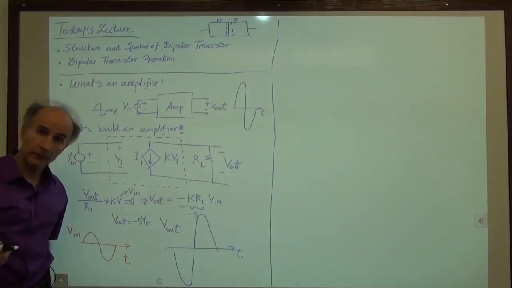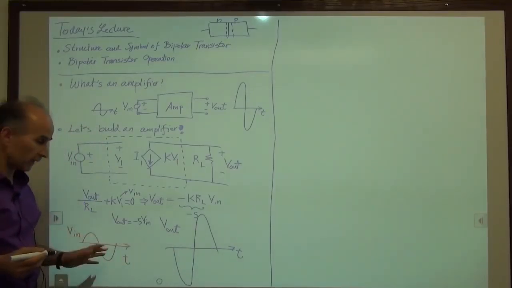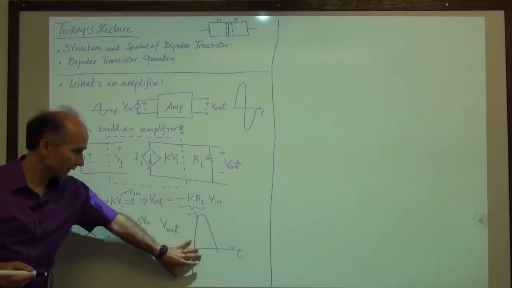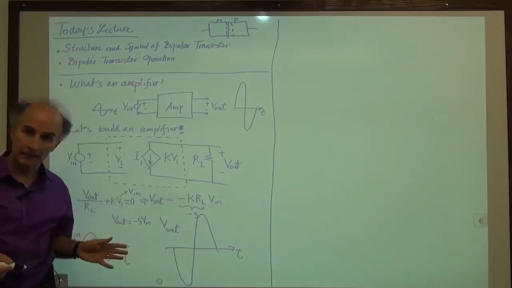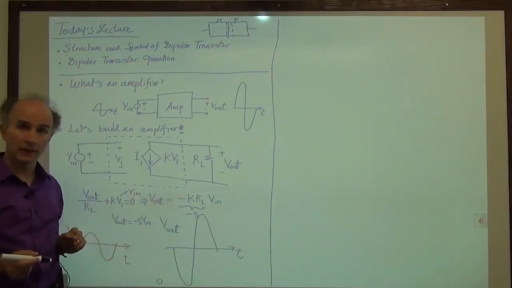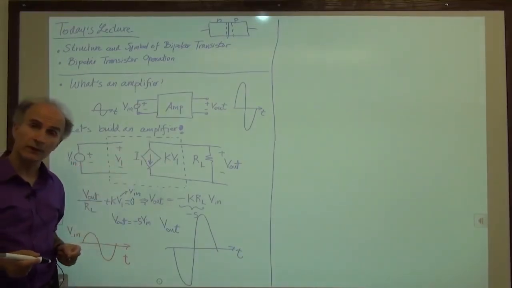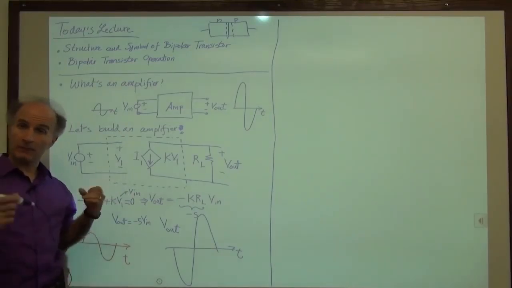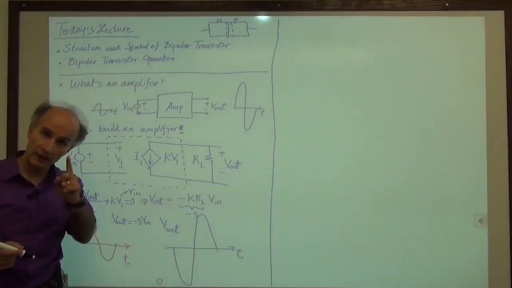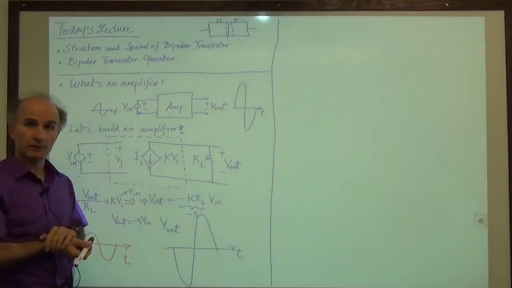Well, for all practical purposes, this is an amplified version of this. And the fact that it has a negative sign here, the fact that it's flipped, hardly matters. In almost any application, we can live with this negative sign. It doesn't bother us. So this circuit is indeed an amplifier. So we can build an amplifier like that. The only thing is that we have to buy a voltage-dependent current source.